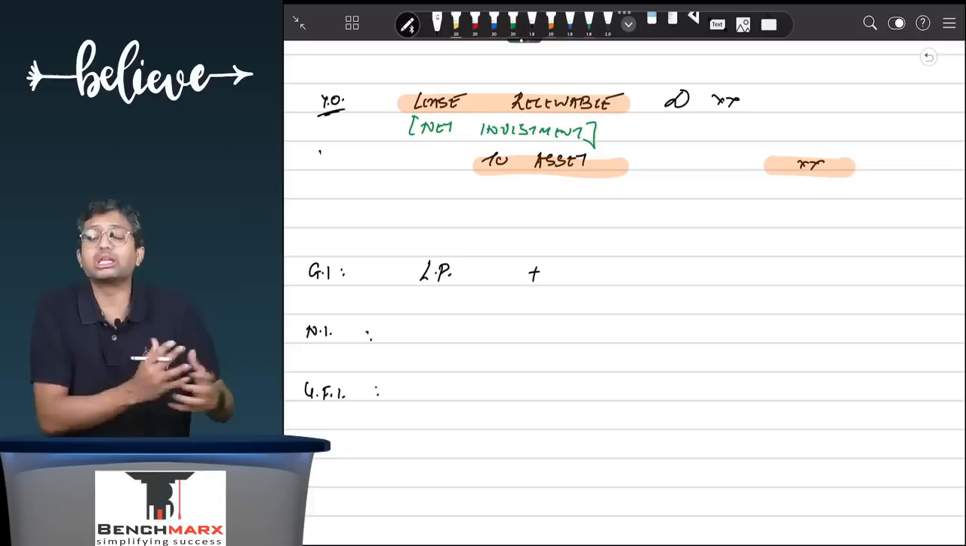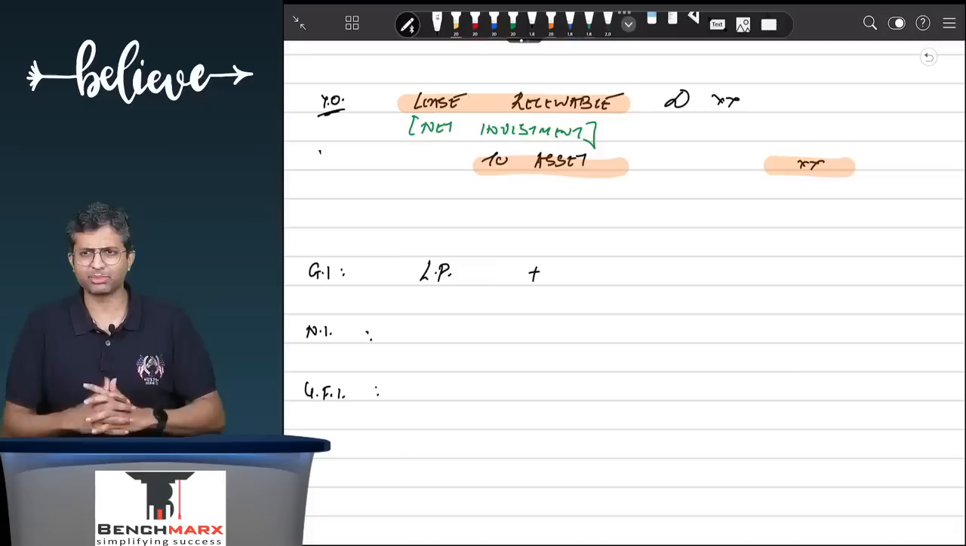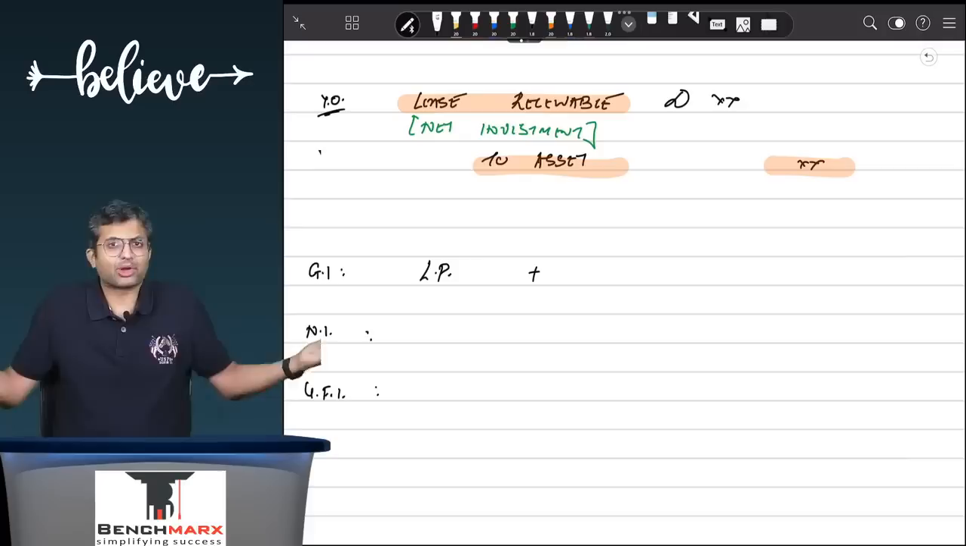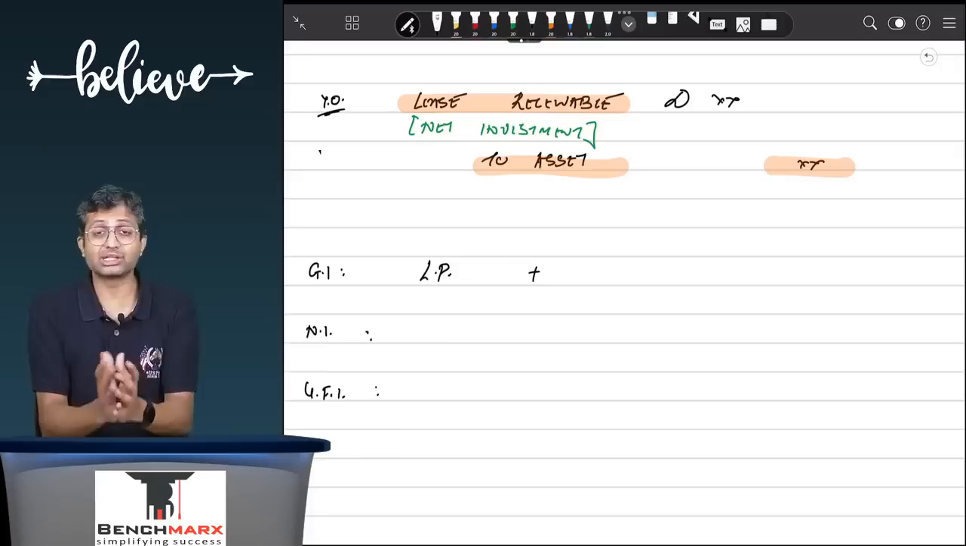So, should the unguaranteed residual value separately be added? For example, the lessee has not given any guarantee, but the lessor believes at the end of the lease term, the asset will still be worth 50 rupees. Should that be included? Well, for the lessee, it should not be included because I don't have to pay that 50. So, if I don't have to pay that 50, it will never go in the lessee working. However, for the lessor, should it be included? The answer is always yes.